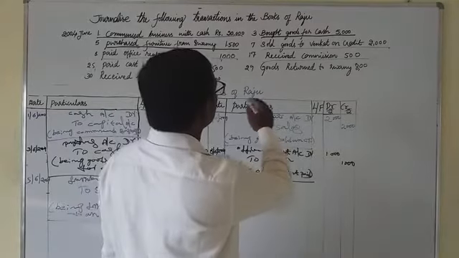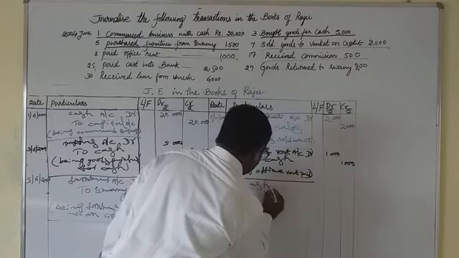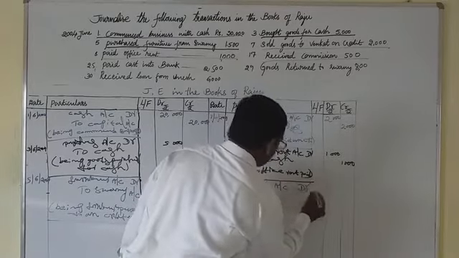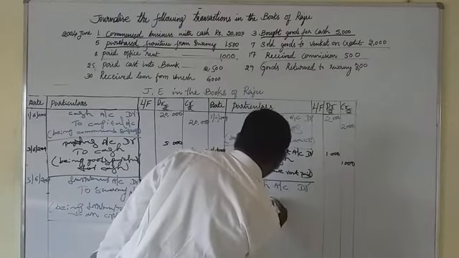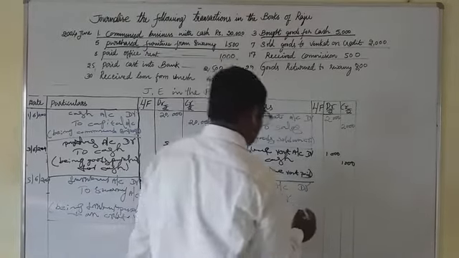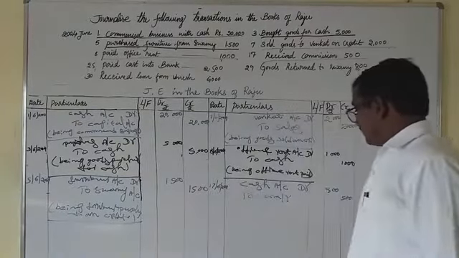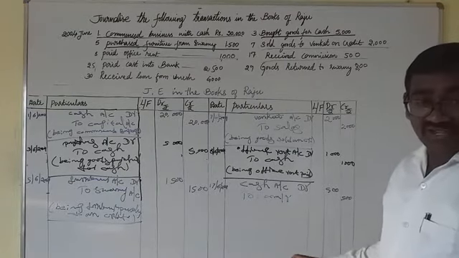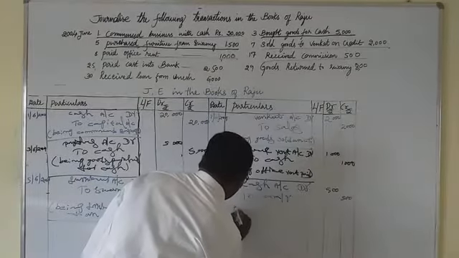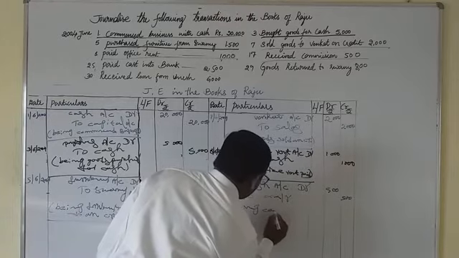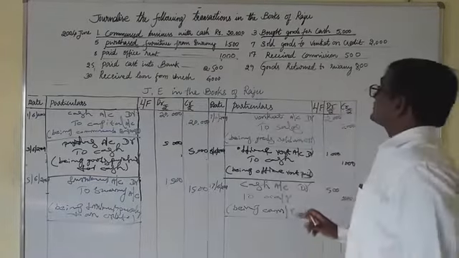17/6/2004. Cash account debit to commission received account, 500. Being commission received.